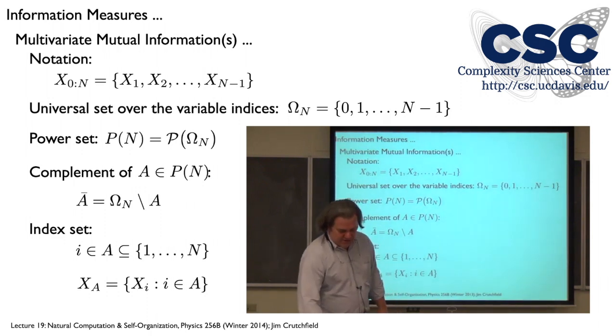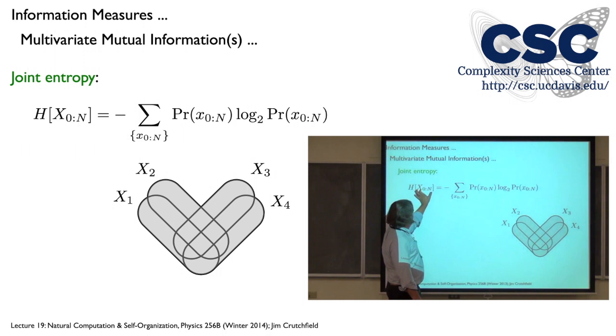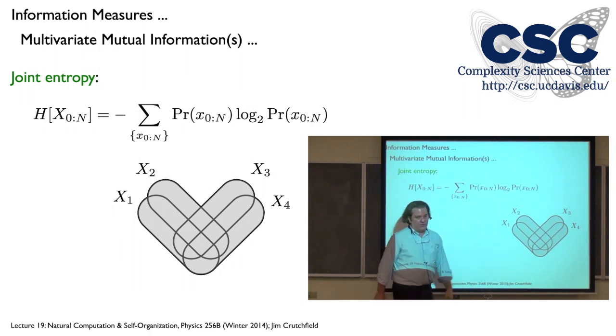Okay, so just to get started here, let's do something familiar. So the joint entropy, well, again, there's no mystery here, right? We have the n random variables, we have a distribution over them, we just plug them into the P log P formula, and that's the joint entropy.